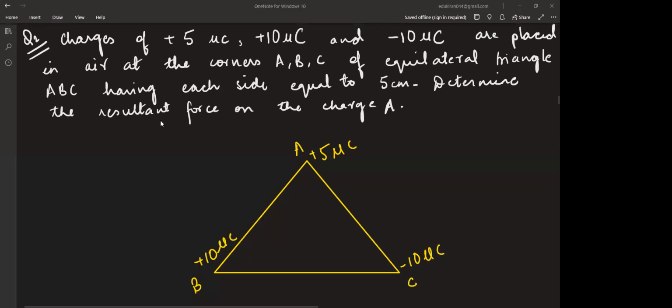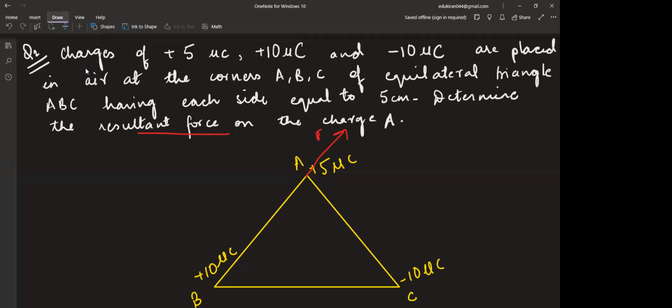See, we have to find out the resultant force. This is the question based on force, not the electric field. So we have to find out at A. At A, how many more charges are present? Two more charges are present. When we are finding the electric force at A due to B, what will happen? Plus 5, this is plus 10, both are positive. So plus 5 will be repelled. This is force, not electric field.